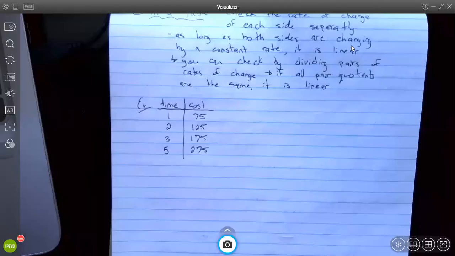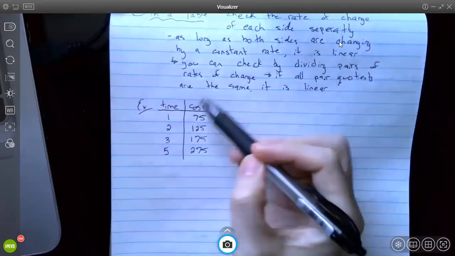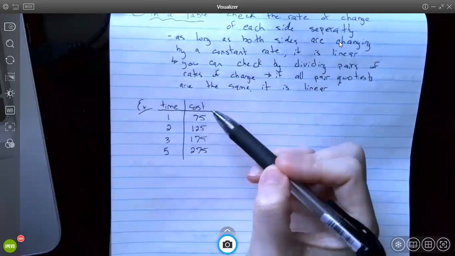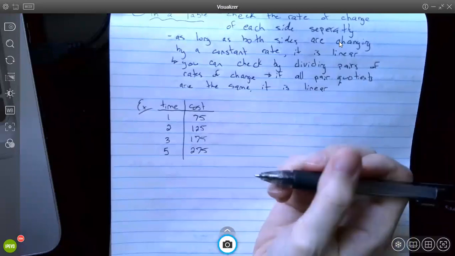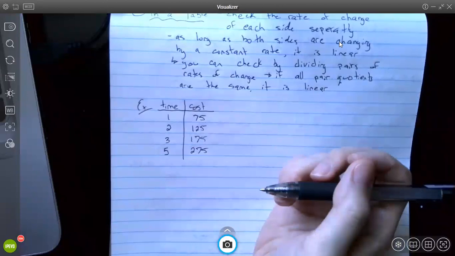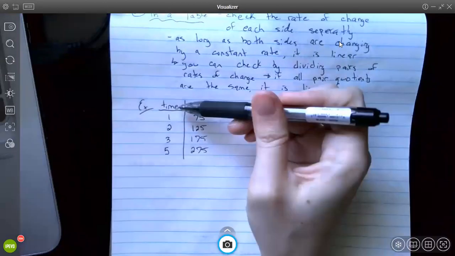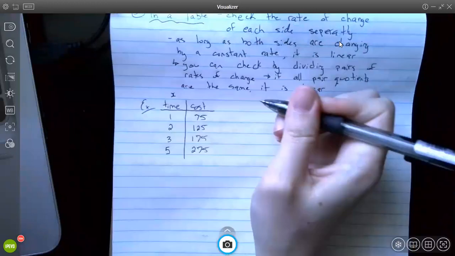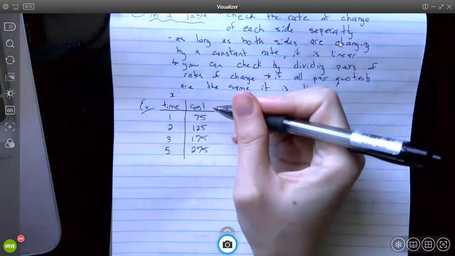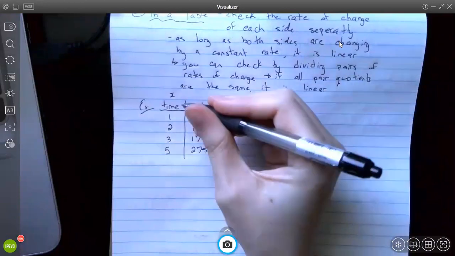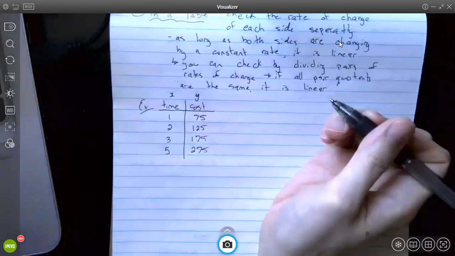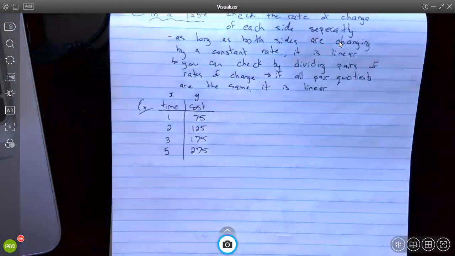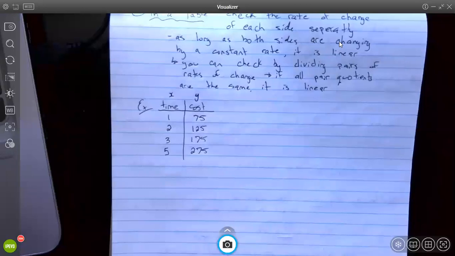Okay, so in this example here, I have my table. My two variables are time and cost. First thing you want to do is figure out which one of those is your X and which one is your Y. Because time is always independent, that's going to be our X. And because the cost of something will depend on the time, that'll be our Y.